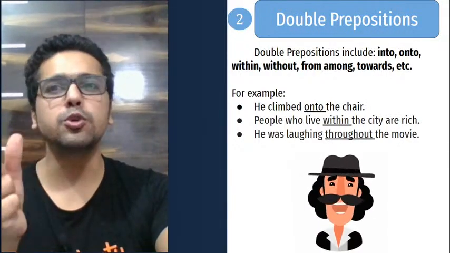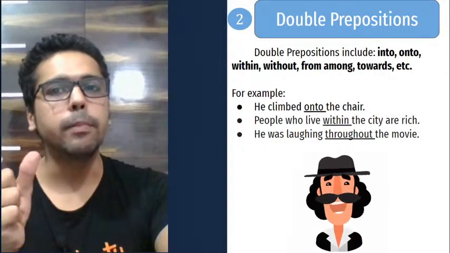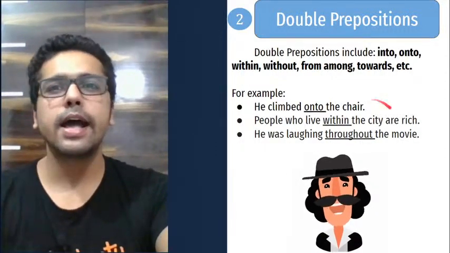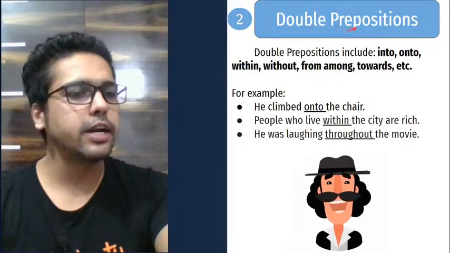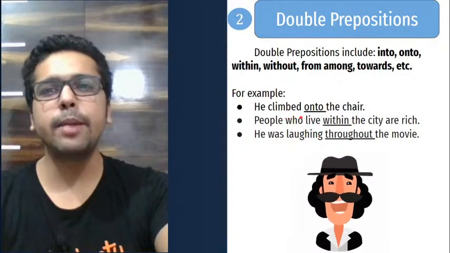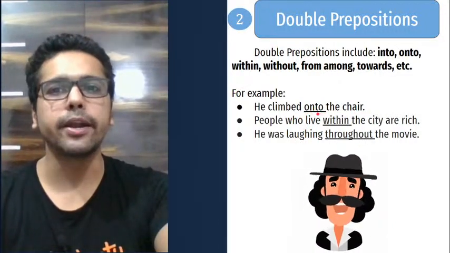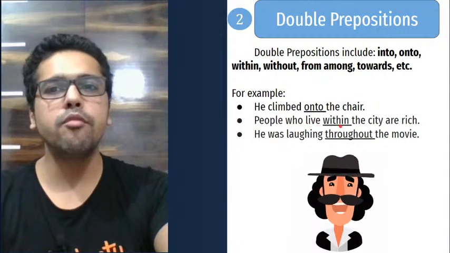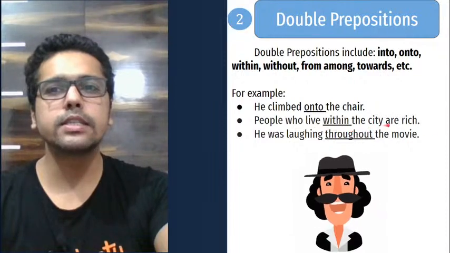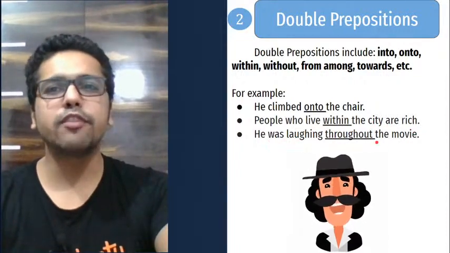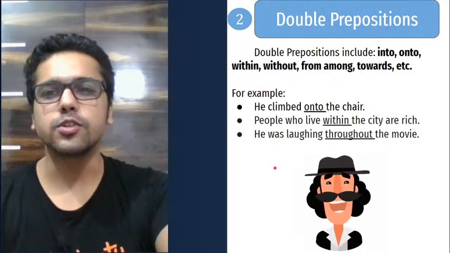So look at the words into, onto, within, without, from. Look at this here. And then among, two words. So that's why they're called double prepositions. So he climbed onto the chair. There are two prepositions combined, on and to. People who live within, again, there are two words combined, with and in. People who live within the city are rich. He was laughing throughout the movie. So the words through and out, they are double prepositions.